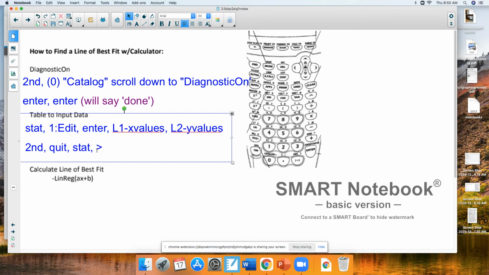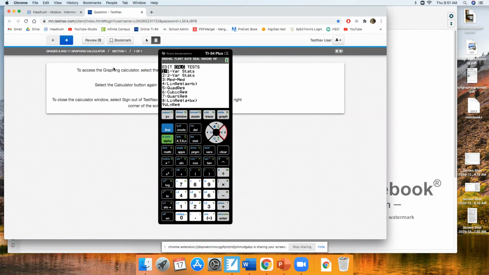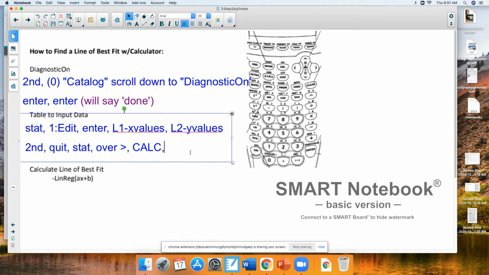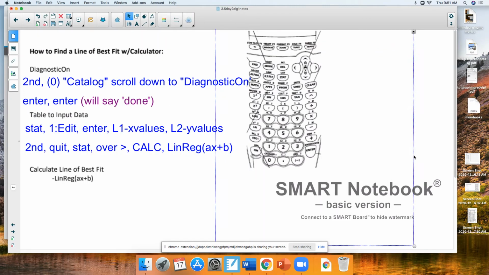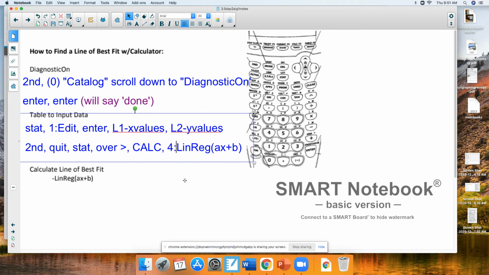Over to calc. Once we're over in calc, we're going to go down to lin reg, ax plus b. And that is apparently number 4. All right, 4. There.